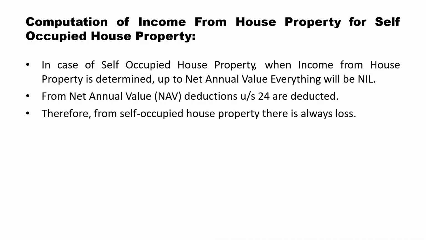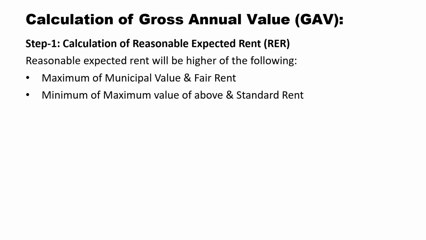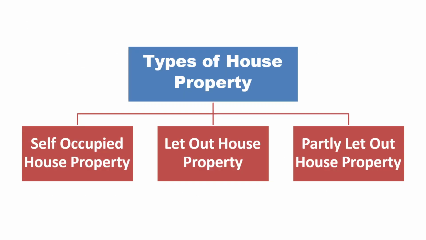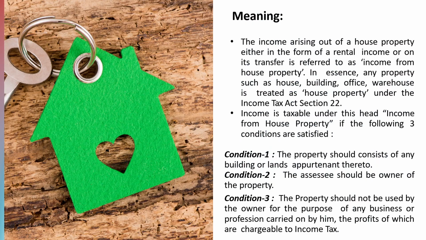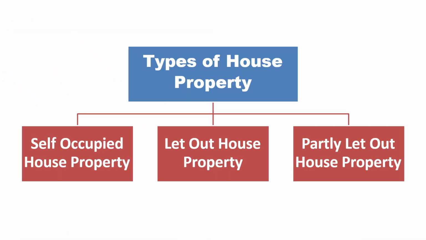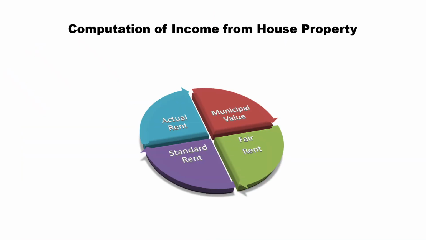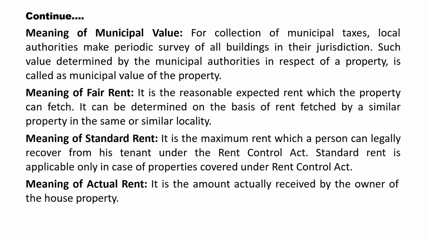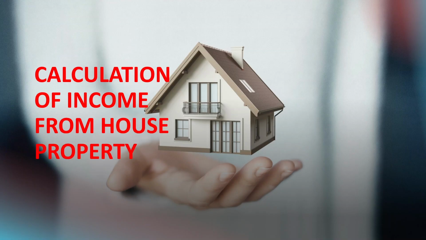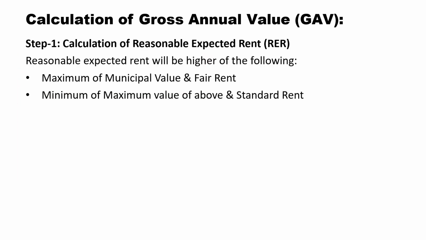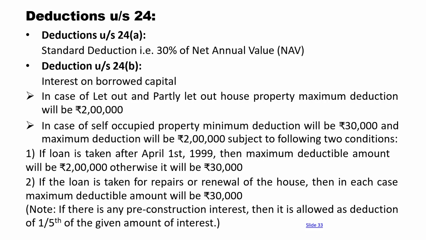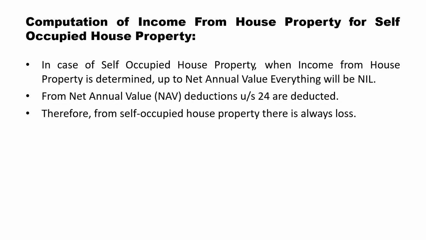So dear student, in relation to the income from house property, these are the theoretical aspects we discussed. In this video, we discussed what income from house property is, its meaning, exempted income from house property, and the three types of house property. We discussed the municipal value, fair rent, standard rent, and actual rent, their meaning. Then we discussed the format of the income from house property. Then we discussed the several steps accordingly, to compute the income from house property. Okay, so this is all the theory.